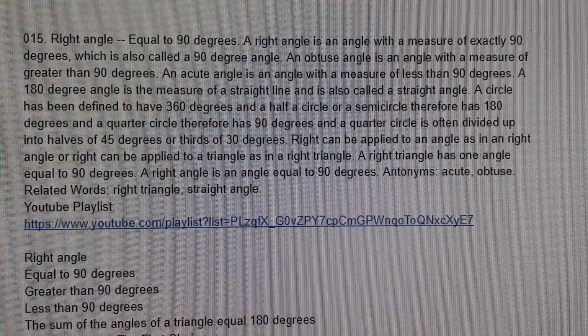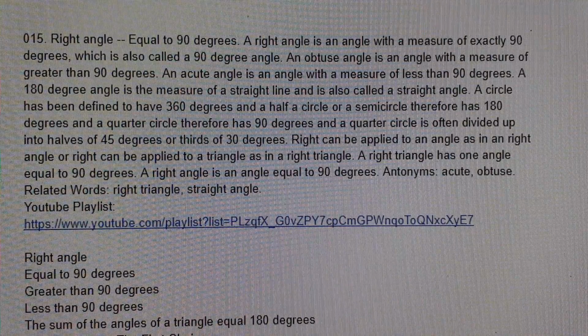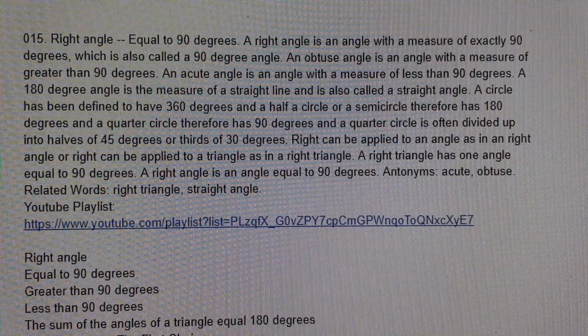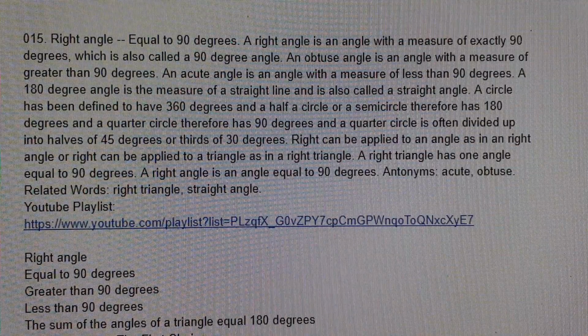An obtuse angle is an angle with a measure of greater than 90 degrees. An acute angle is an angle with a measure of less than 90 degrees.